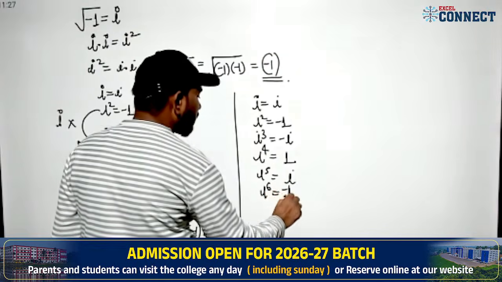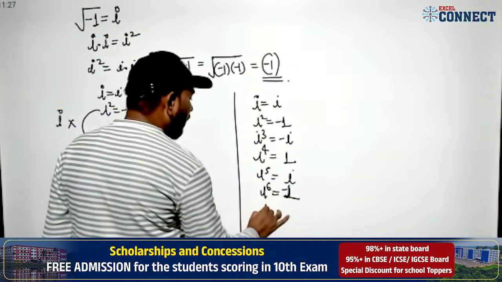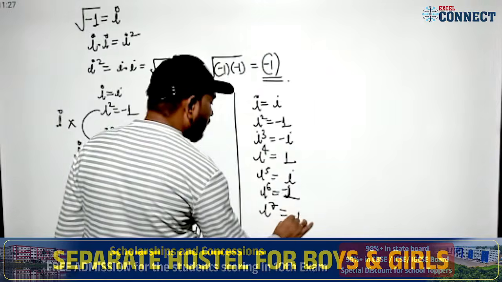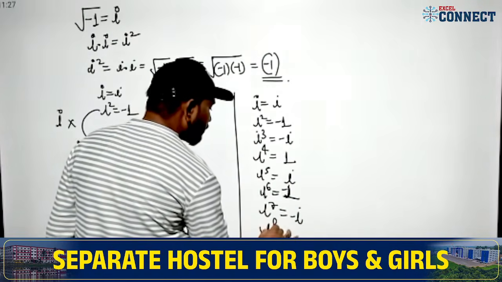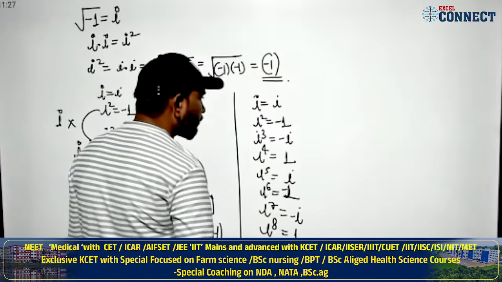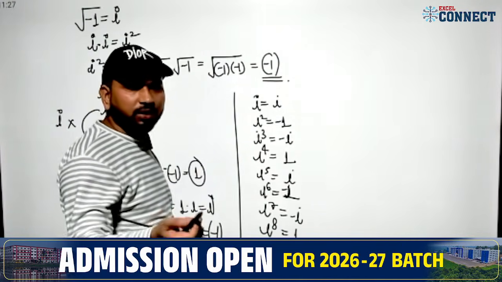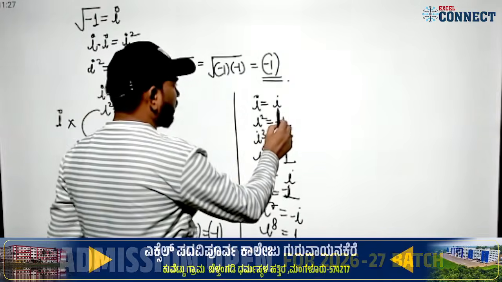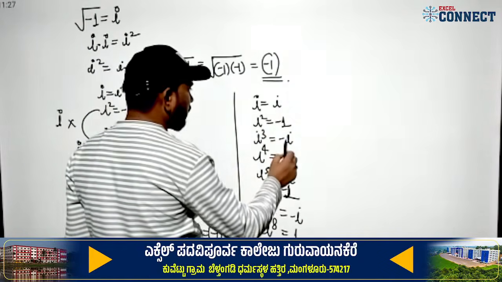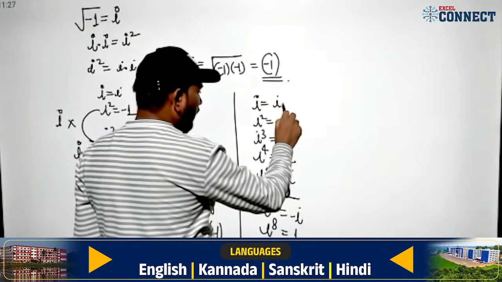But i squared means what? -1. i to the power 7 is what? This is -i. i to the power 8 is what? This is 1. So actually it's repeating. Now it's coming good, no issue. This i to the power 6 is, now see here, this and this are further repeating.